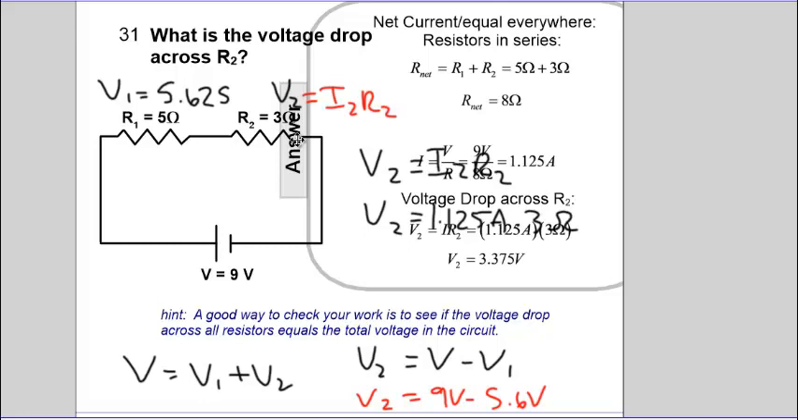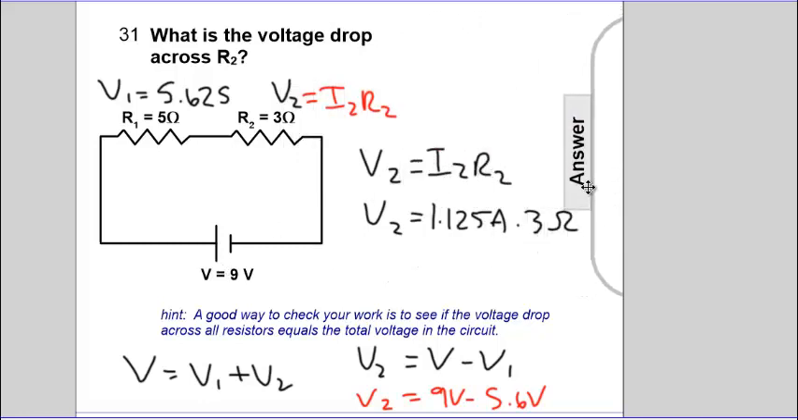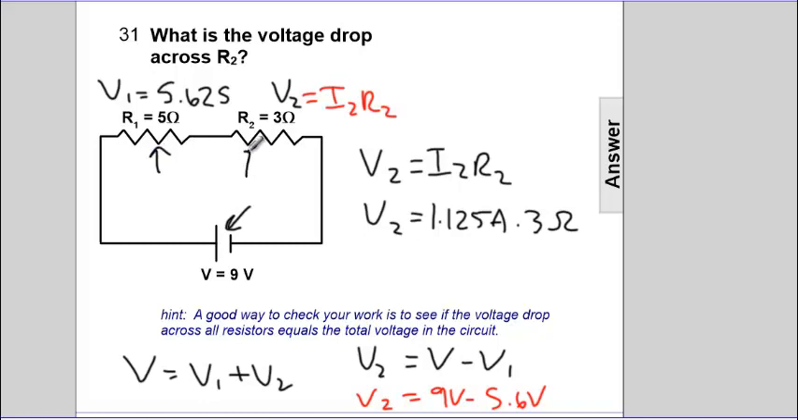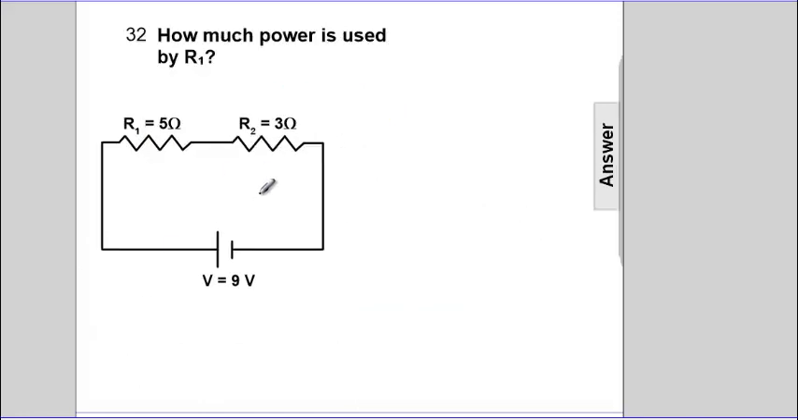and 3.375 has to take you back to 9 volts because, let's explain, what you put into the circuit energy-wise is what you get out. What goes up must come down. That's all. So if you go uphill, when you come back downhill, you're going to end up back at the same spot. How much power is used by R1?